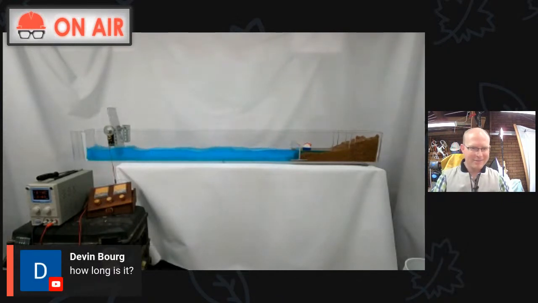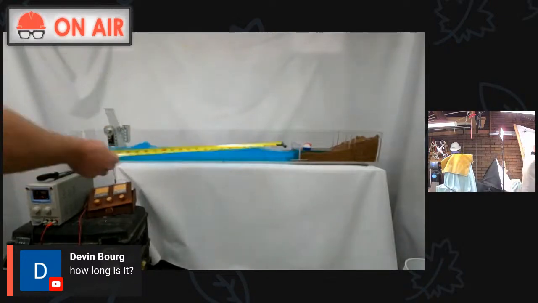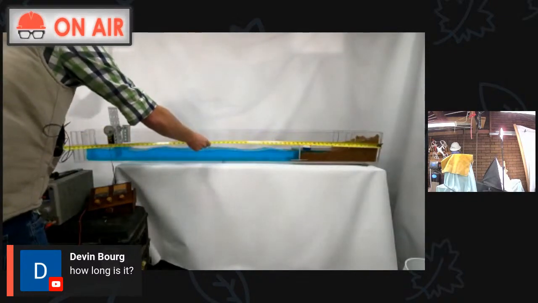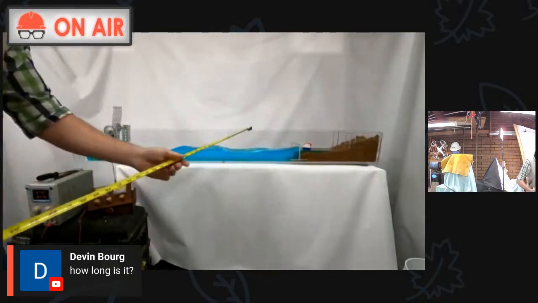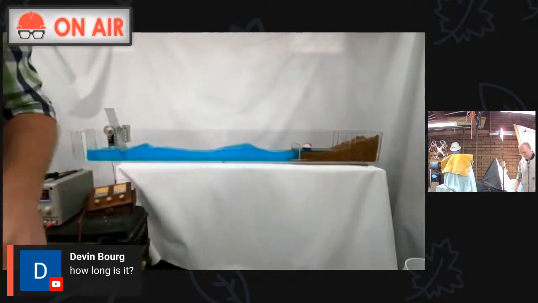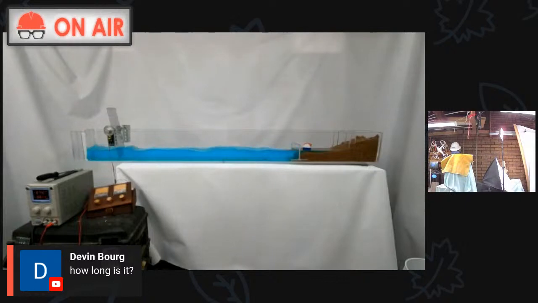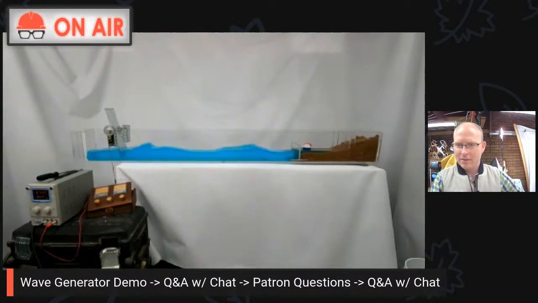How long is it? Good question. Let's just find out, because I don't recall off the top of my head. For anyone who's building one at home, it's 6 feet, so just a little under 2 meters, and 6 inches wide. So 15 centimeters.